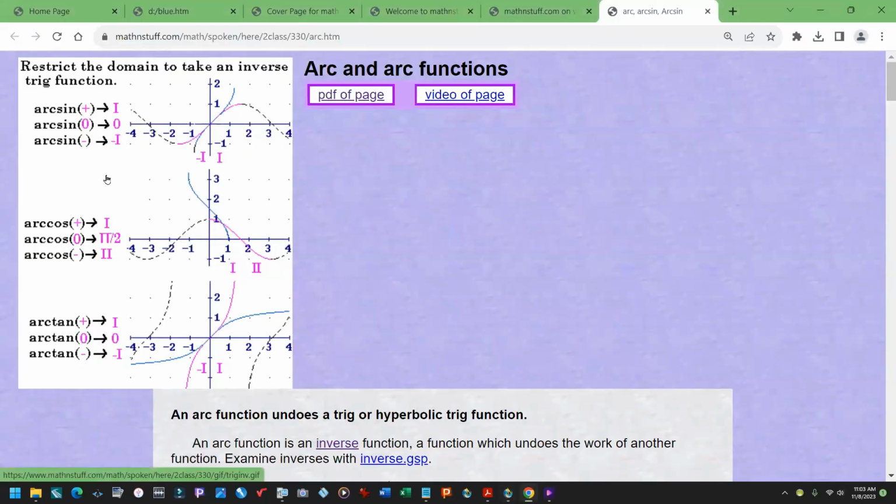But I've communicated that if you wish to find the angle whose sine happens to be a positive, you better get a first quadrant answer. If you wish to find the angle whose sine is 0, you better get 0. And if you wish to find the angle whose sine is a negative, you better get a negative first quadrant. Now, let's look at the calculator and see if the calculator does that.